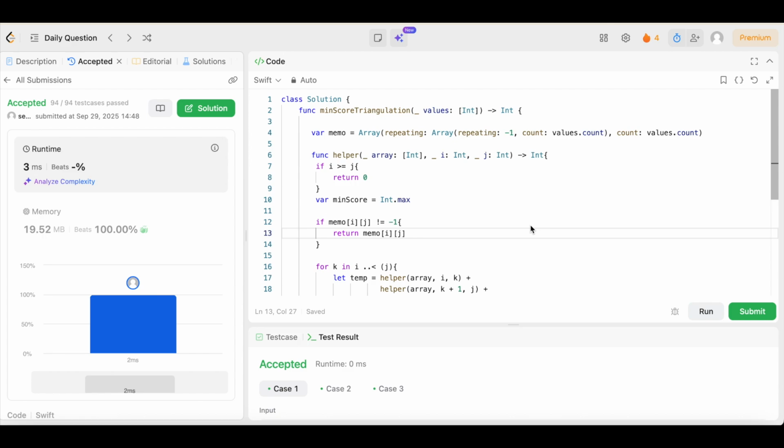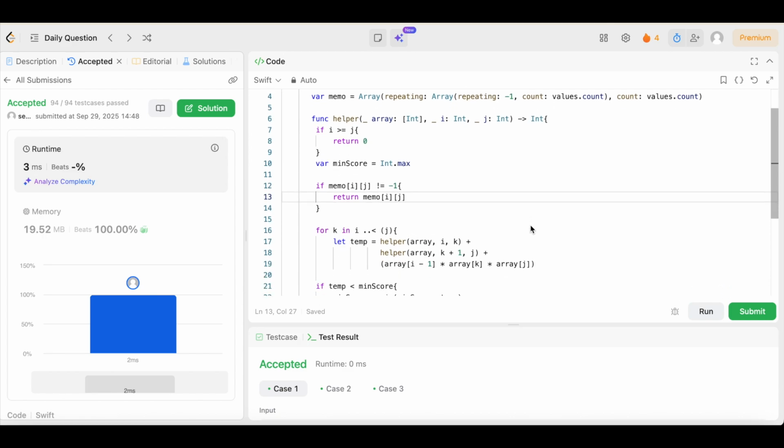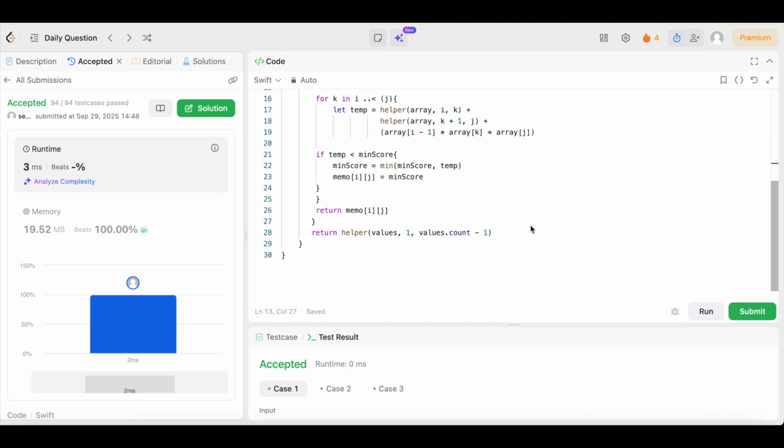So with that being said, y'all, make sure you get one more look at the code. This is the top part. This is the bottom part.